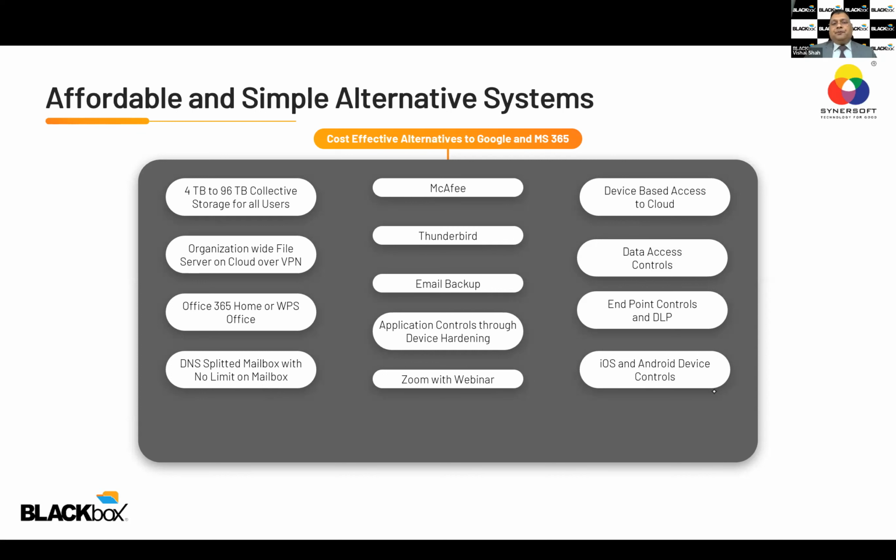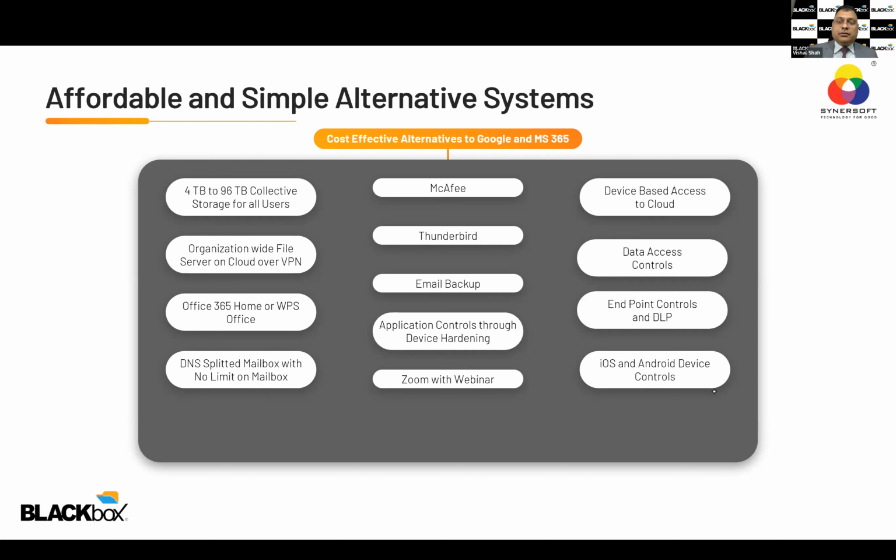So this is something, if we are able to implement all these things, like if we are able to get this 4 TB to 96 TB as per our requirement, we place a file server on that so that we have user-wise controls. Then we buy MS365 as a home edition and divide it among 6 users, or WPS Office. Then if we use email system with DNS split technology, we can save a lot of money per month per user. Then we can deploy some antivirus.